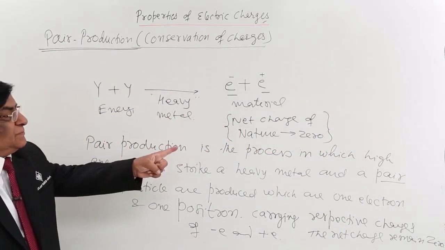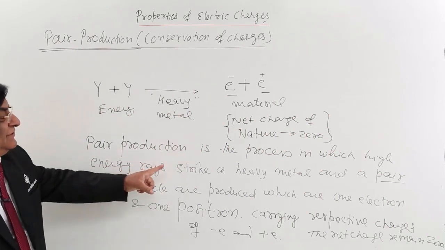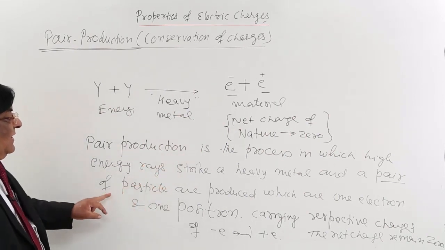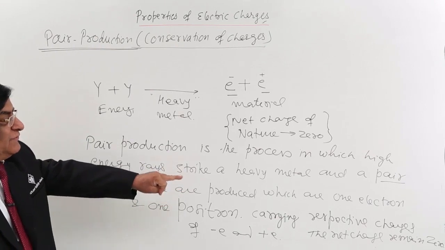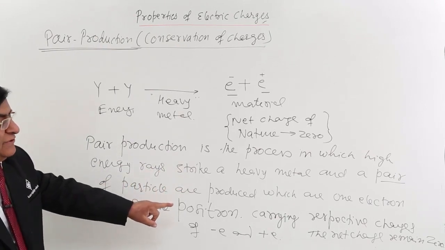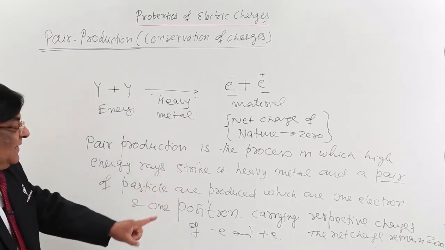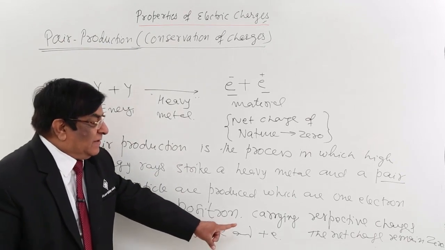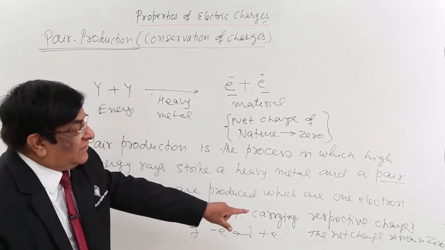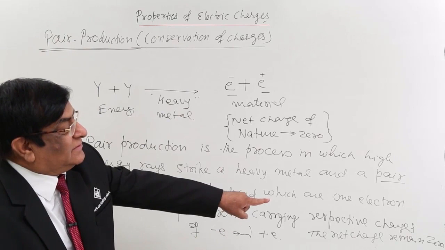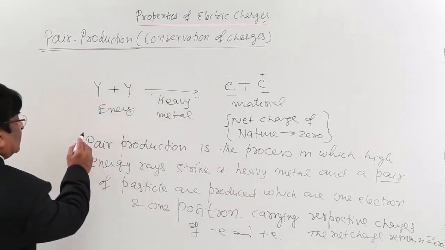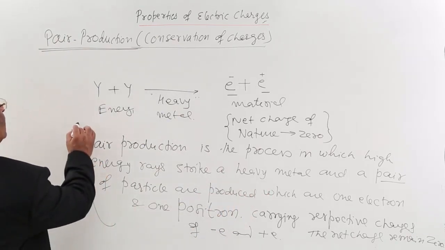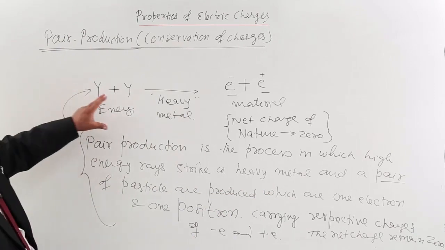Pair production is a process in which high energy rays strike a heavy metal and a pair of particles are produced, which are one electron and one positron, carrying respective charges of minus e and plus e. Therefore, the net charge of nature remains 0. This is the principle of pair production, and this is the reaction of pair production.